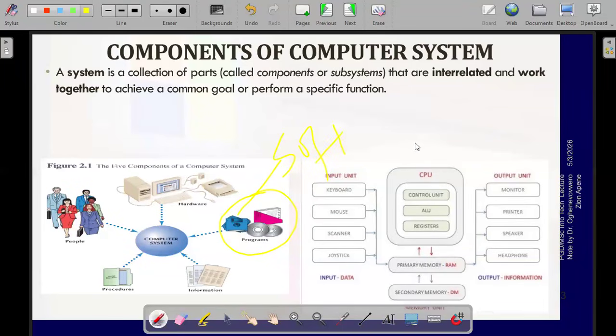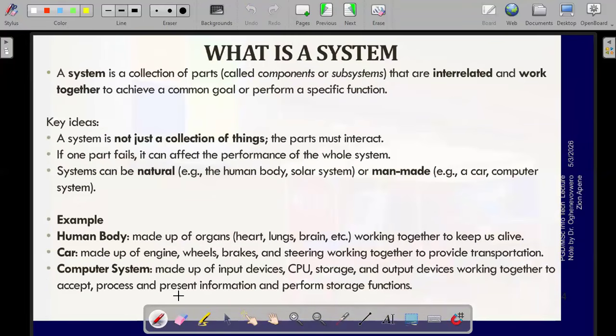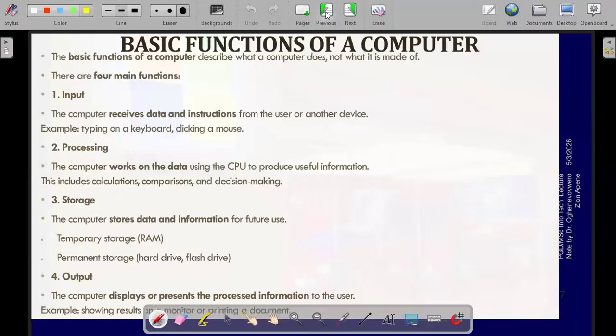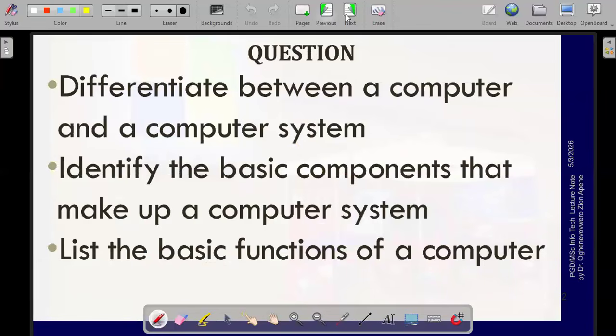So to understand this better, when I was preparing this, you have these two in your CIT 759. I try to use the human body to describe what a system is. So the computer system is also made up of different devices that work together to accept, process, and present information, and also perform storage function. That is how CIT 759 puts it for us.